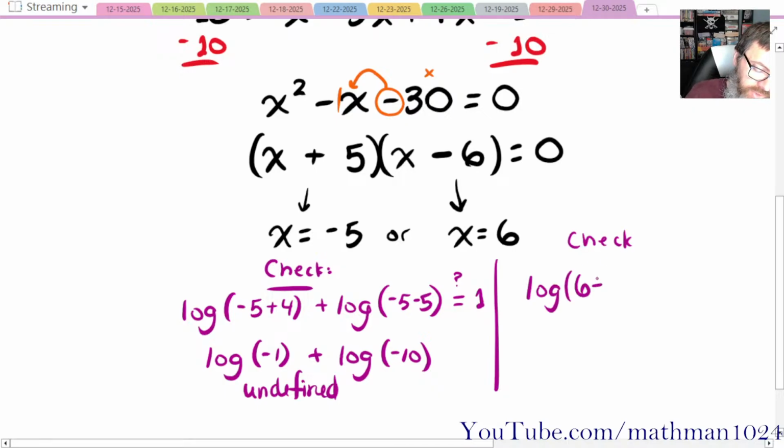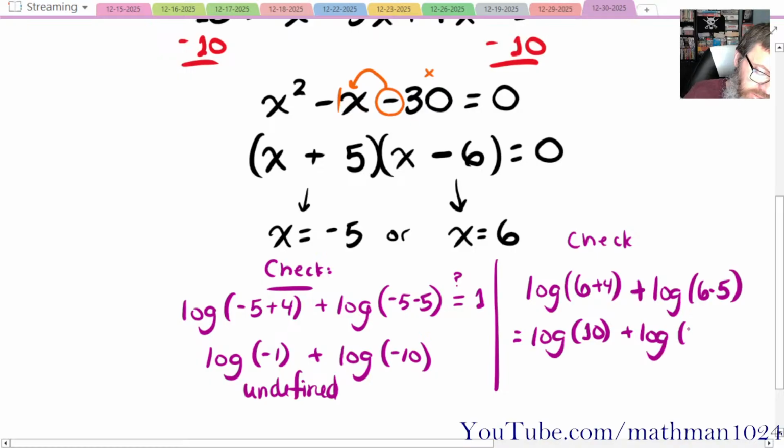So I'm going to do 6 plus 4 inside one log, and then I have 6 minus 5 inside of the other. So we have log of 10 plus log of 1. Log of 10 is 1. Log of 1 is 0. So it equals 1, which is what we wanted to have.